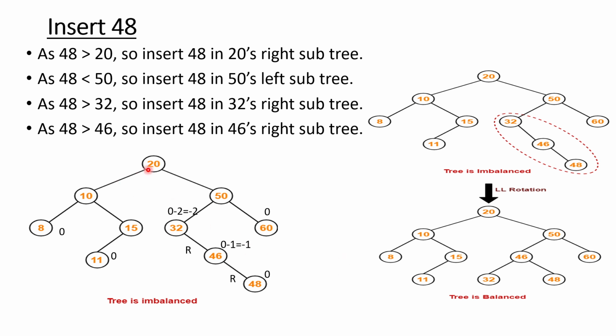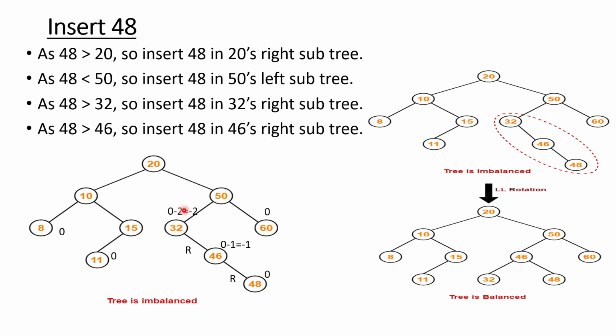Now the new number to be inserted is 48. Start from 20. 48 should be on the right side. Already 50 is there. 48 is less than 50, so it should be on the left side. 48 is greater than 32, so it should be on the right side. Already 46 is there. 48 should be the right of 46. There is no node, so insert the node 48.